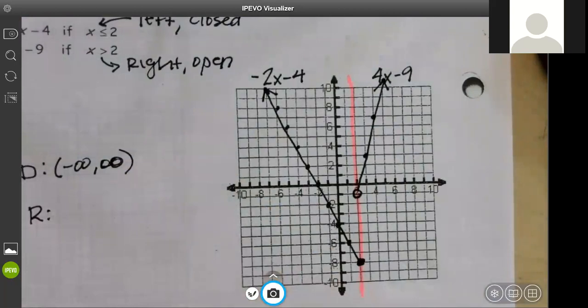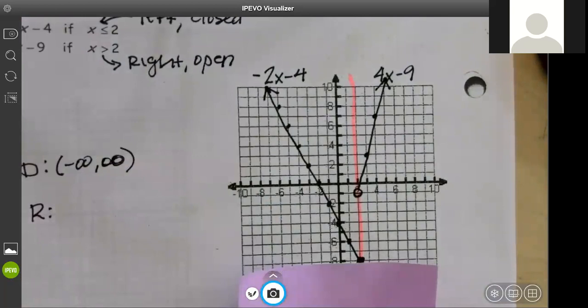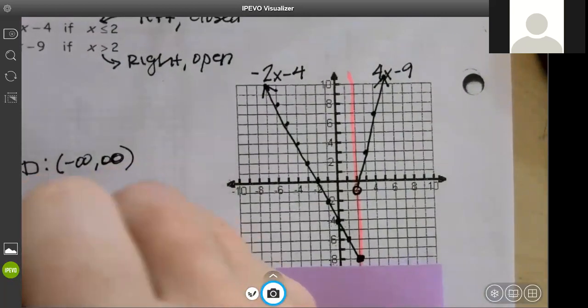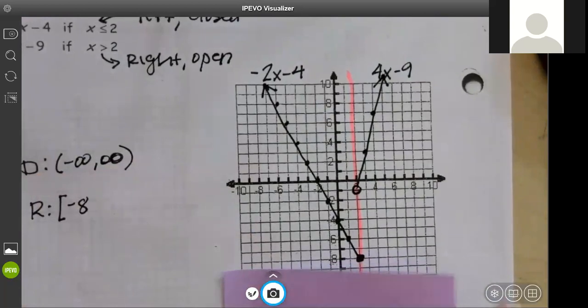Now, the range is a little different. What's the lowest point it goes? Look at it one more time. -8. That's okay. It's a closed point, so I'm going to bracket it, -8.